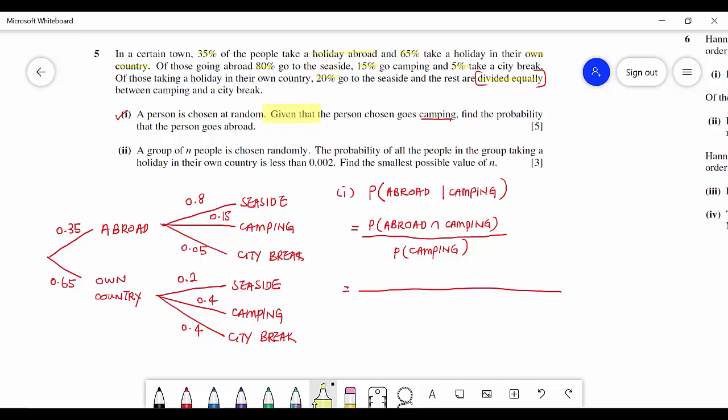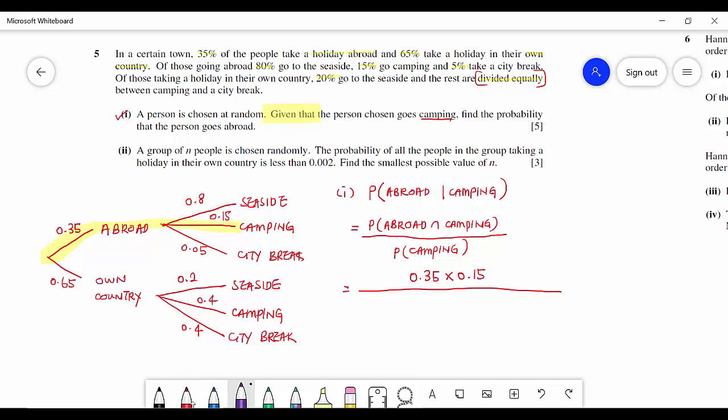For the first one, they are talking about abroad intersect with camping. If you look at the tree diagram, you follow the pathway that includes abroad and also camping, which is this color. To get the probability, you multiply them together, which is 0.35 multiplied with 0.15. And divided by camping.